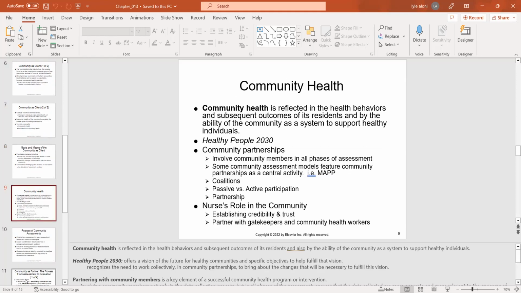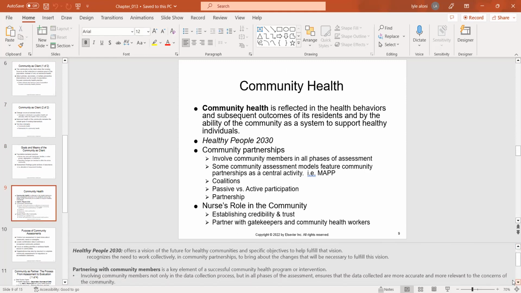Community health is reflected in the health behaviors and subsequent outcomes of its residents and their ability to support healthy individuals. We take a look at Healthy People 2030. We know it offers a vision for the future for healthy communities and specific objectives that we are going to have to fulfill. We know that in community partnerships, we need to bring changes that will help with our Healthy People 2030. We have our partnering with community members.